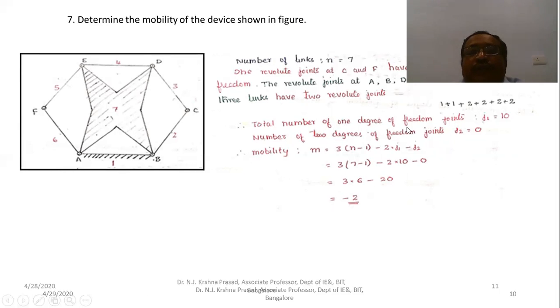And the total number of 1 degree of freedom joints is 10. The number of 2 degree of freedom joints is 0. So from the mobility equation, you get the value minus 2. The conclusion here is that it is a statically indeterminate structure.